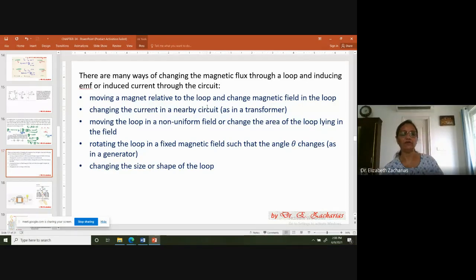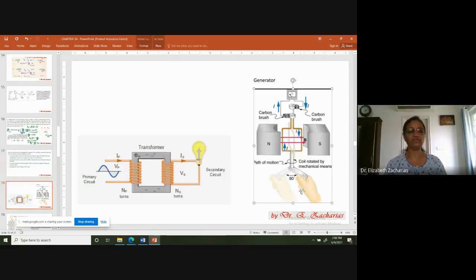That is one way. Second is changing a current in a nearby circuit. That was Faraday's experiment 2. Your original loop was there. He had a loop 2. In that loop 2, he kept changing the current by opening and closing the key. The same principle happens in the case of a transformer also. Here, in the case of a transformer also, it's the same thing that happens.